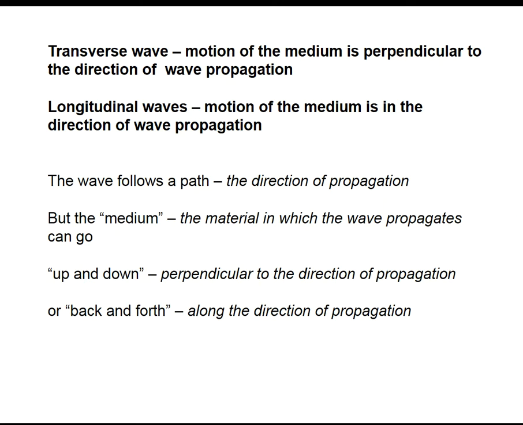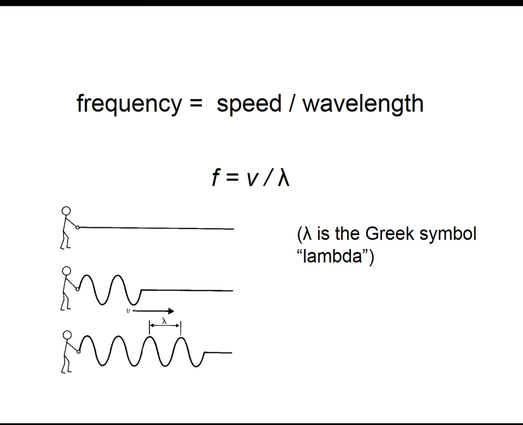And so, for example, that could be water, or it could be air, or it could be the rope. And up and down, for example, we might mean, if the wave is traveling from left to right, then traveling up and down means perpendicular to the direction of propagation. Back and forth means in the direction of the propagation of the wave.